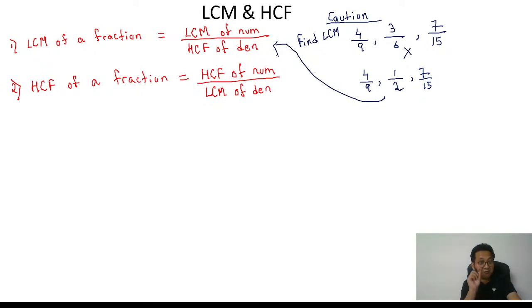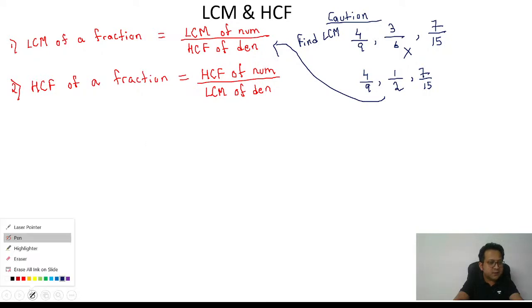So remember, the first step is to ensure there are no common factors. If you take 3 by 6 as it is, you'll get a wrong answer when you put it in the formula. So remember to remove the common factors and then apply the formula when you write the CAT day after tomorrow. Fine? Next thing.